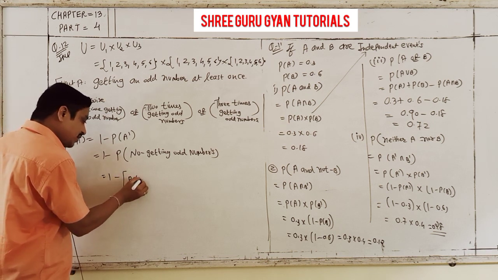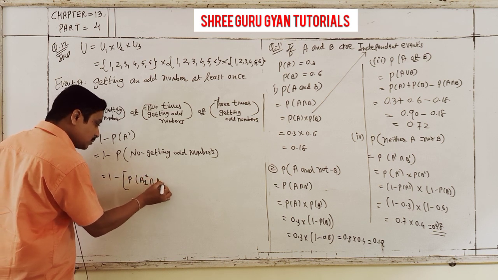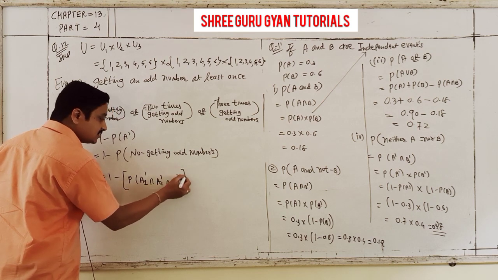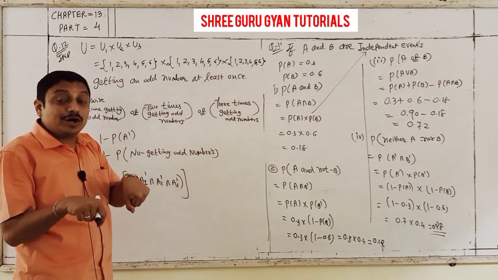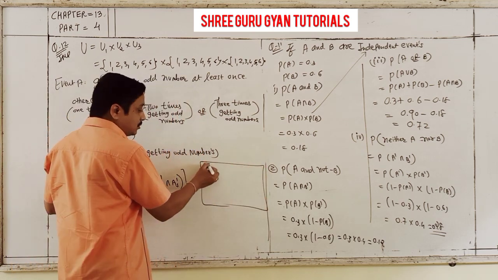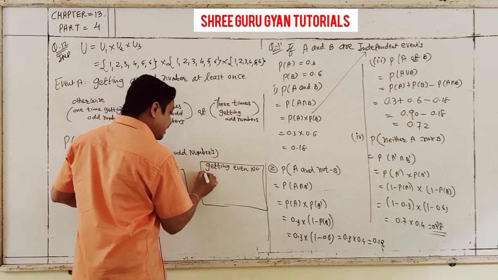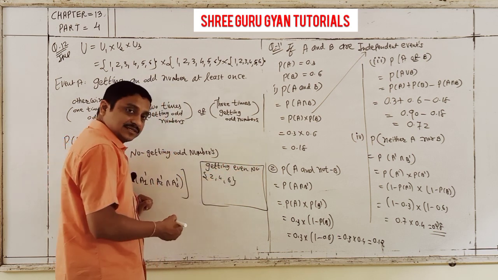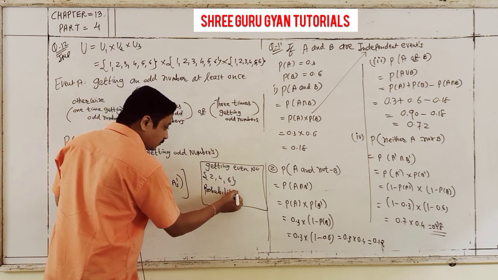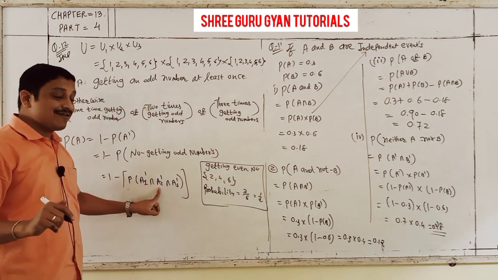Here, probability of A1 dash intersection A2 dash intersection A3 dash, and dash means not getting an odd number, it means an even number. So side by side I will write down getting an even number on a dice toss: 2, 4, 6, and that probability is what? 3 by 6 if you toss one time. So that is a half.